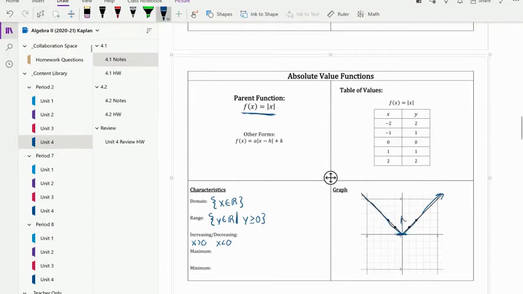There is no maximum on this one. However, hopefully you look at this one, while it comes to this little peak at the bottom, right? That means our minimum, this should be marked with a point. Our minimum is at the point here, 0, 0. That is our minimum point. And that is the gist of an absolute value. It looks kind of like a V.